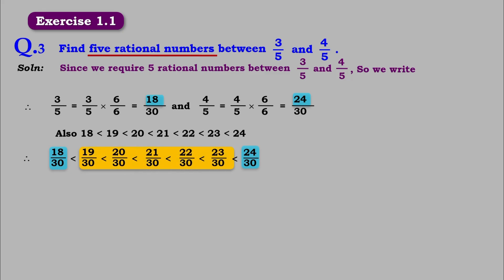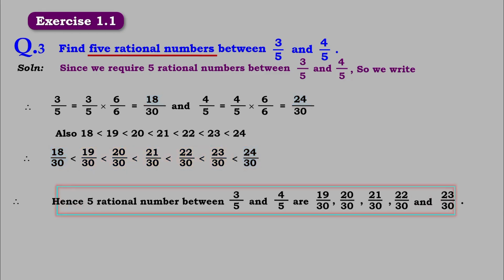Now we have to exclude those 18 by 30 and 24 by 30. We have to take the orange set. So this is the final answer.